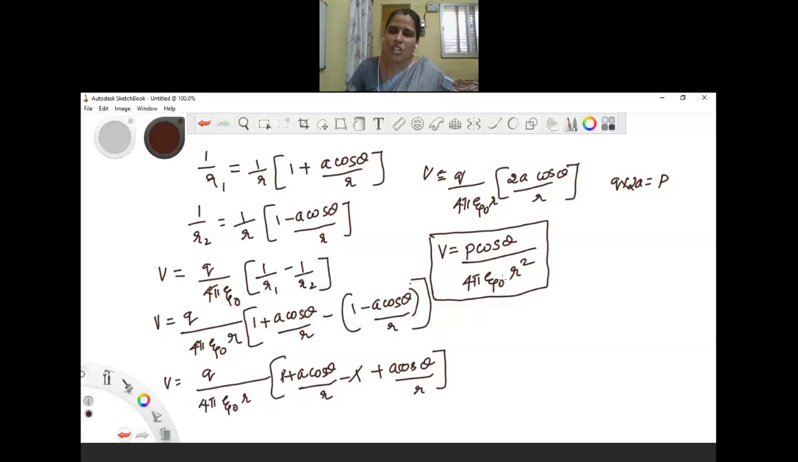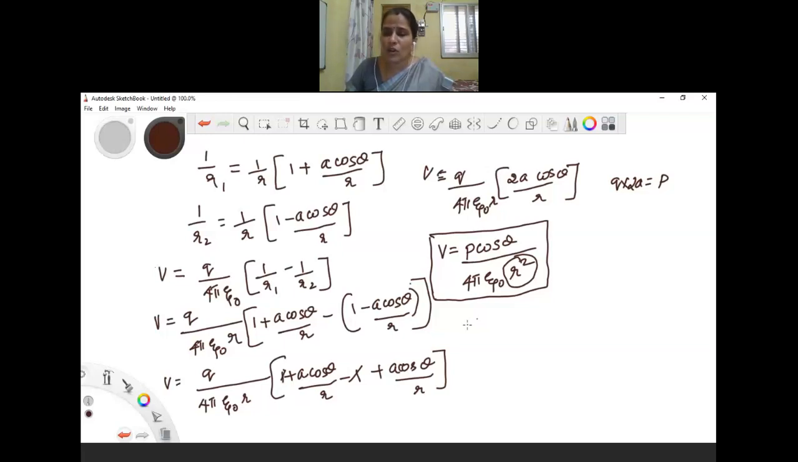So here the potential mainly depends on this R square, and it also depends on the angle theta. So these are the two important terms which are very important here. Now let us consider some special cases also. What will happen when the value of theta is 0, 90 degree and 180 degree?